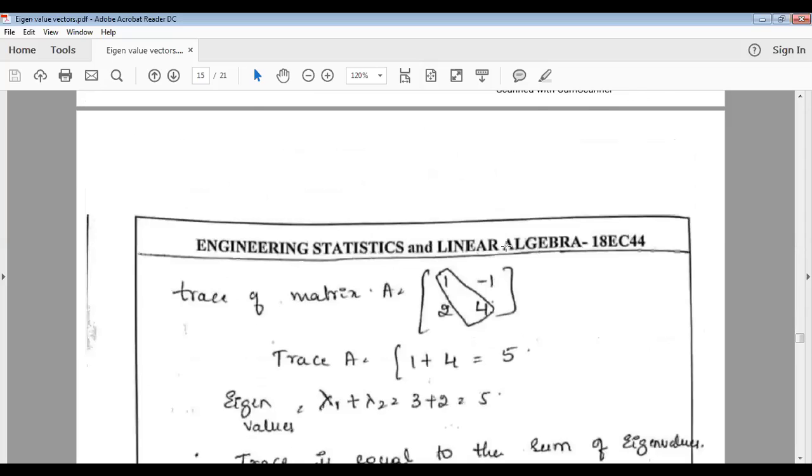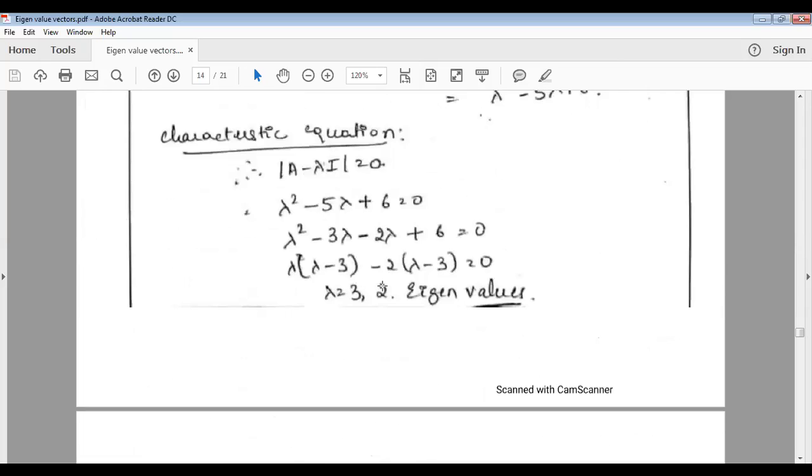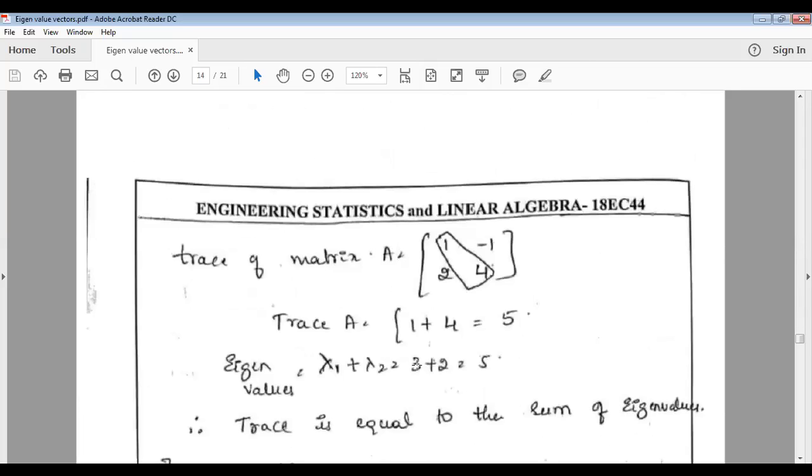Now, interestingly, what they've asked us in the question is to verify that trace equals the sum of the eigenvalues. We found the eigenvalues as 3 and 2, and the trace is 5, and also 3 plus 2 is 5. So we have verified that trace is nothing but the sum of the eigenvalues, right? So there are two ways to find the trace. One is you just add up the main diagonal elements, or you just add up the eigenvalues. That will be the trace, right?